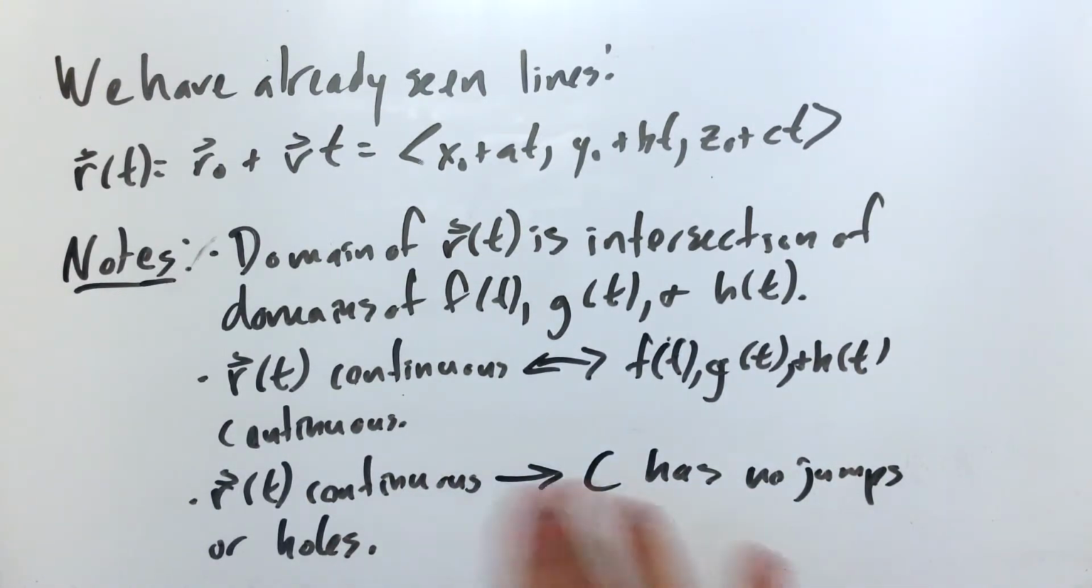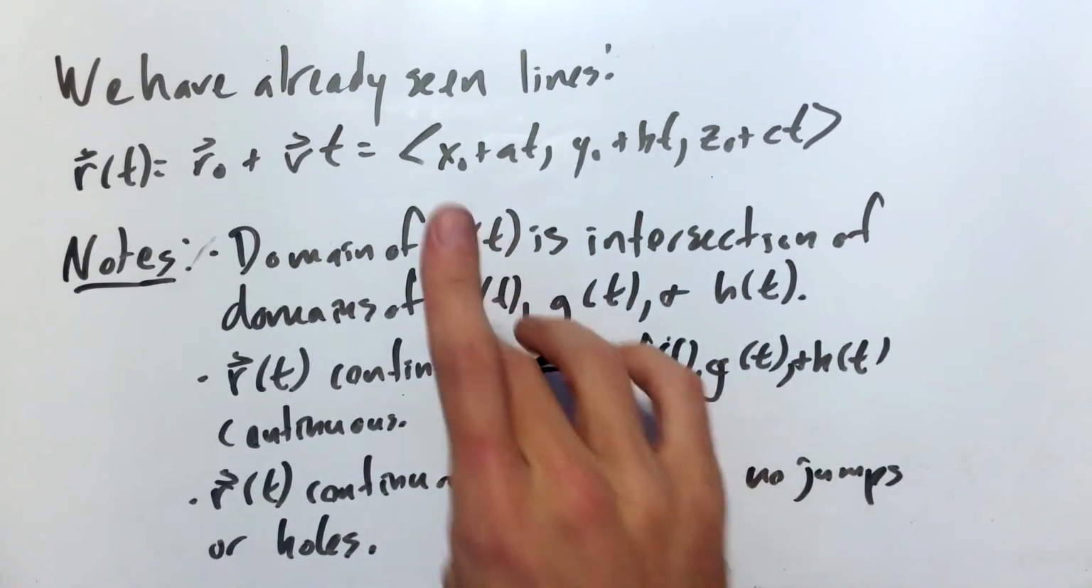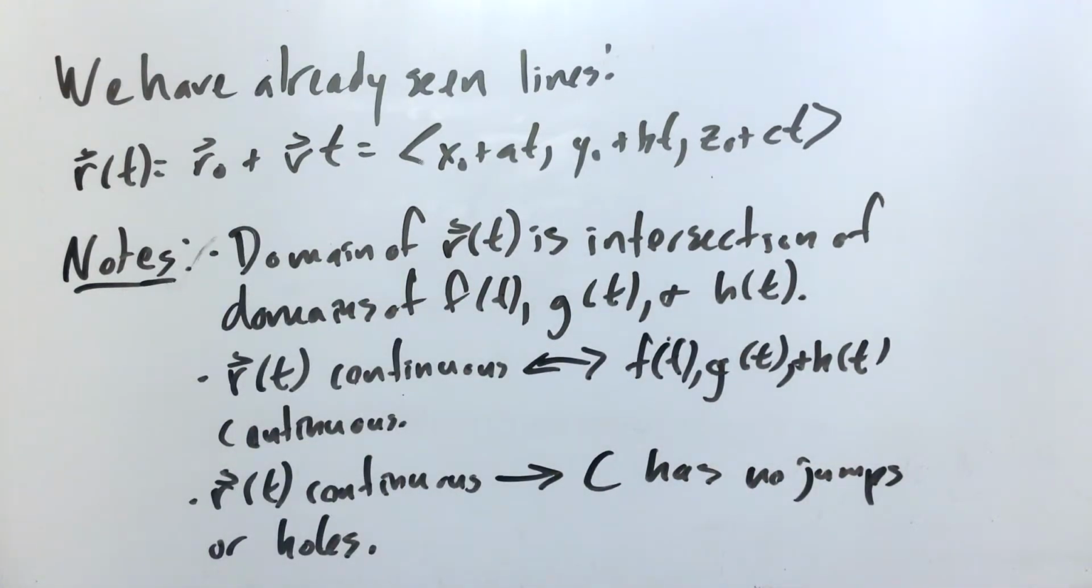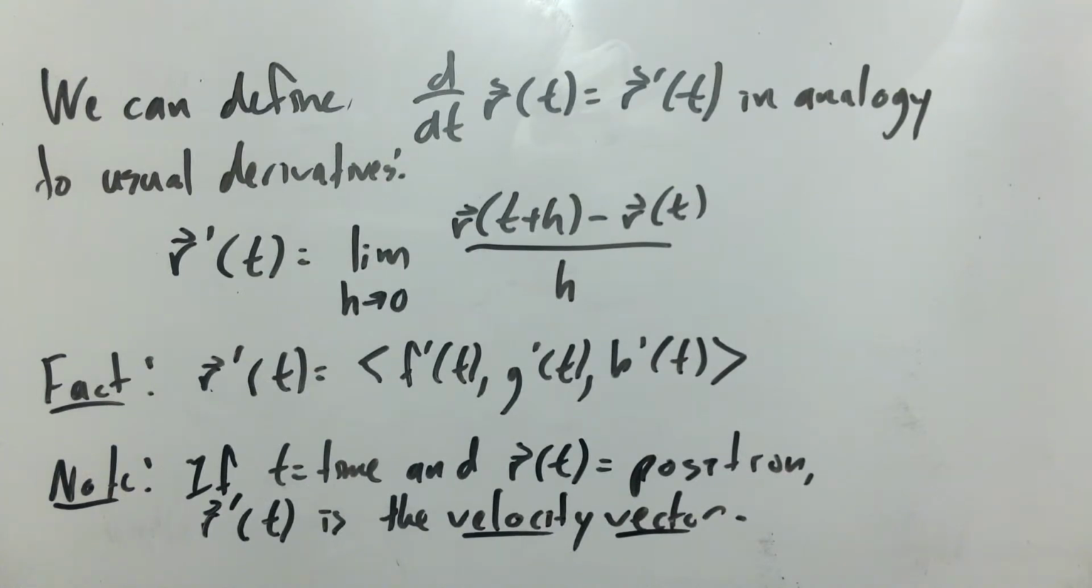So generally these two are the same thing, but just know that when we have nice looking functions f, g, and h, then r is nice, and then our curve c is also going to be nice looking. All right, so let's do some actual calculus.